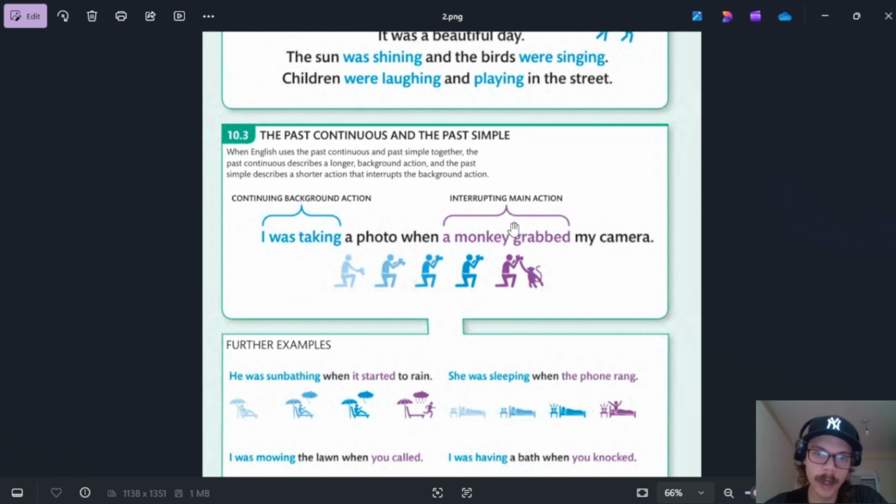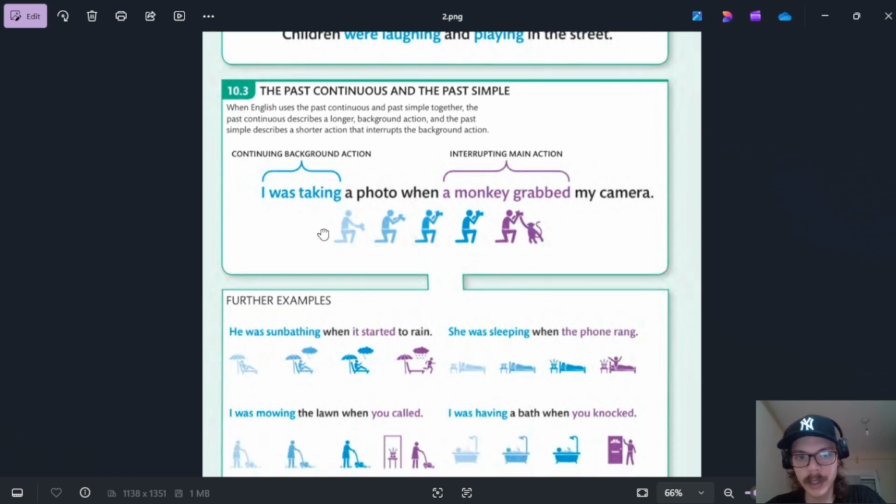But I can choose to swap or switch the two in the structure, not the tense. Okay? So for example, I could say, a monkey grabbed my camera while I was taking a photo. So I'm first talking about the main action, and then I'm giving you the context or the description of the situation. It's exactly the same sentence. Sometimes you need to change the connector, but that's really the only thing. So this means you have to pay attention to the verb tense to know if you're talking about the main action or if you're talking about the context.